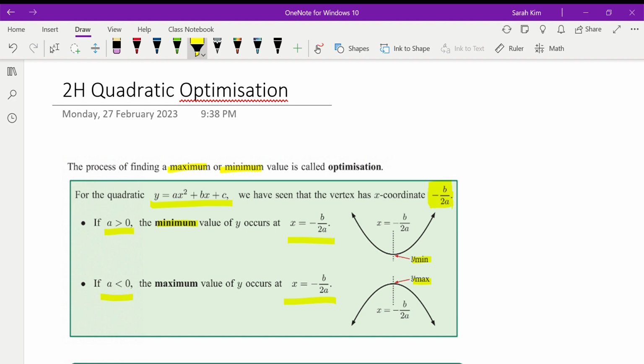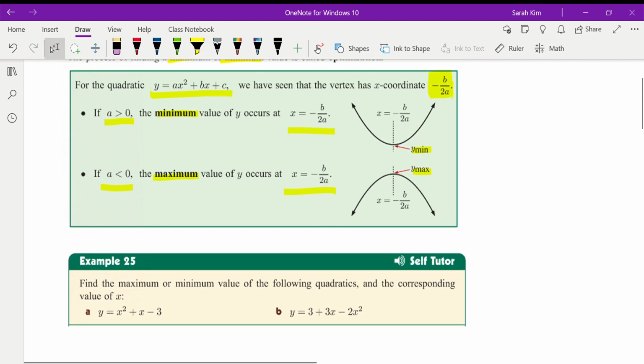So it's still the same coordinate, we're going to use negative b over 2a, but you just need to be able to tell, is it going to give you a minimum value or a maximum value by looking at the a value of the equation. So that's what we're going to be doing.